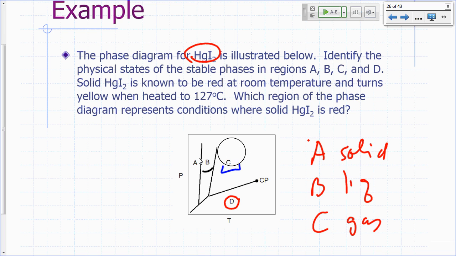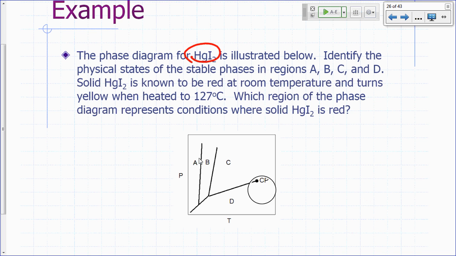Now, according to this question, A represents a solid phase. Region B represents a solid phase. Solid mercury iodide is known to be red at room temperature, and it turns yellow. It's still a solid. It turns into a yellow solid when heated to 127 degrees. Which region of the phase diagram represents solid mercury iodide that is red? Is it A or B?